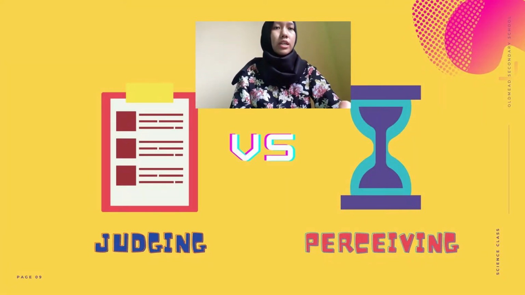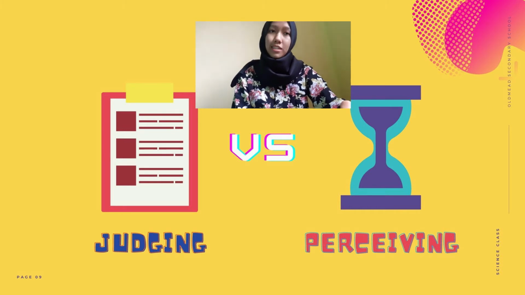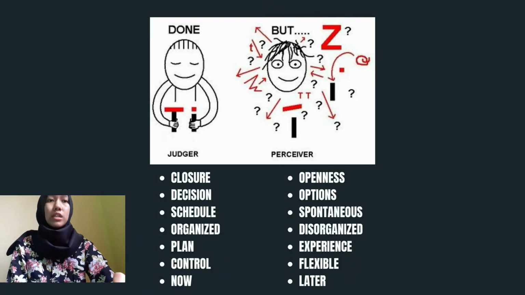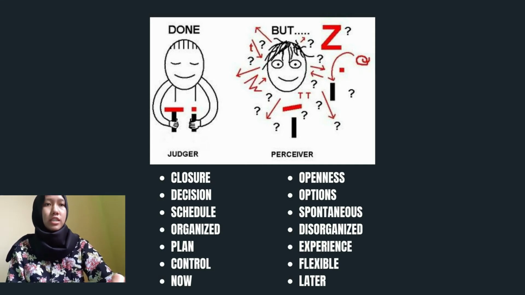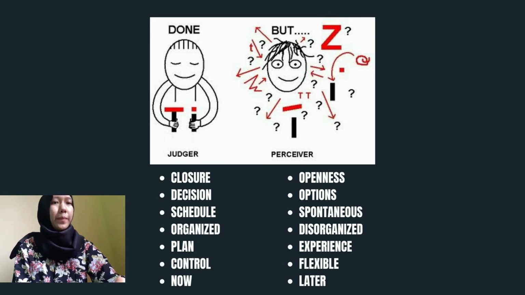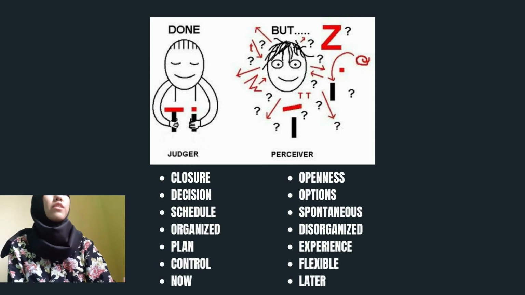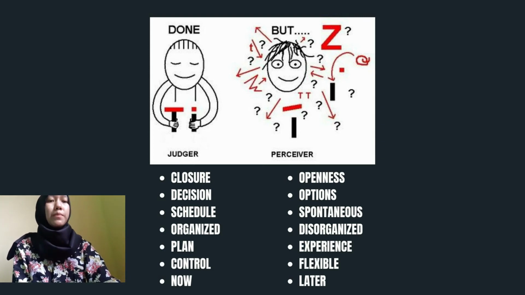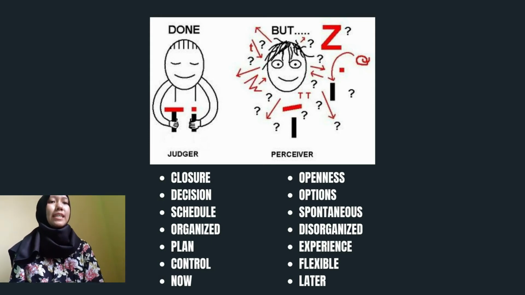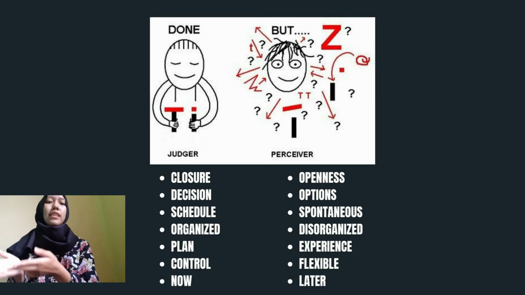Okay, so the last category is how you live your life. Are you judging or are you perceiving? Judging types are commonly seen as orderly and like to live their lives through organization. Let's say they are list makers and task oriented. Then people with perceiving types prefer to be more flexible and spontaneous. We can say that they go with the flow. They live their lives with their flow.